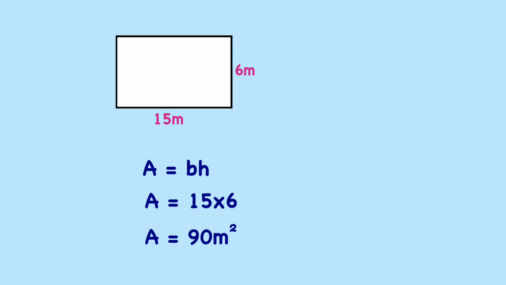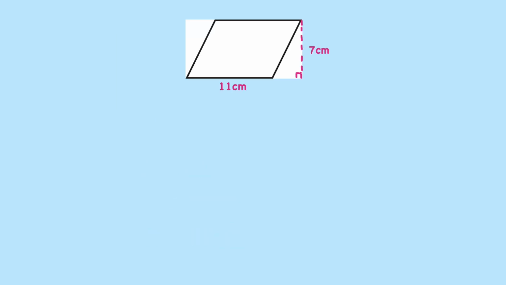So we're now going to have a look at a parallelogram. So we have our base of 11 centimeters and our perpendicular height of 7 centimeters. We could also see the perpendicular height drawn here. So the formula is A equals BH. Substituting the values in, 11 times 7, and that gives us a final answer of 77 meters squared.